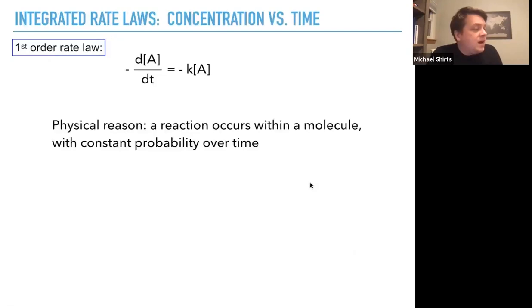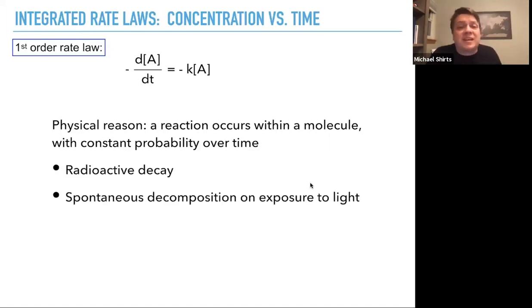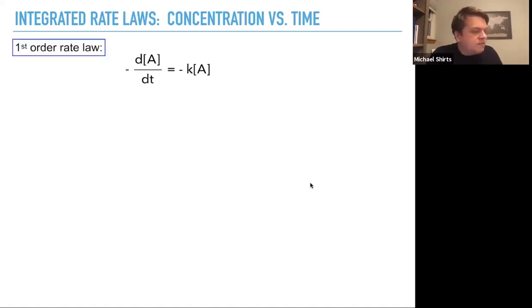Okay. So what are the physical reasons you might have a first order rate law? A reaction is occurring within a molecule with constant probability over time. So something like radioactive decay, or spontaneous decomposition on exposure to light. This will be something that only depends on the concentration of the molecule. The amount of product produced just depends on the amount of reactant. Okay, so here's our first order rate law.